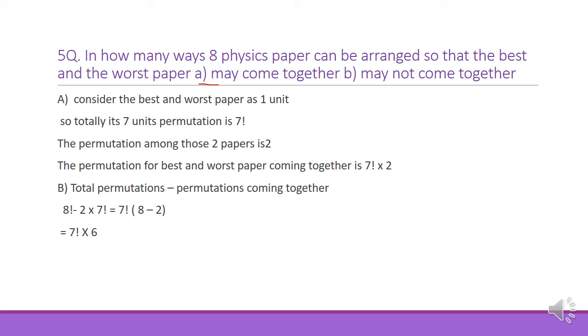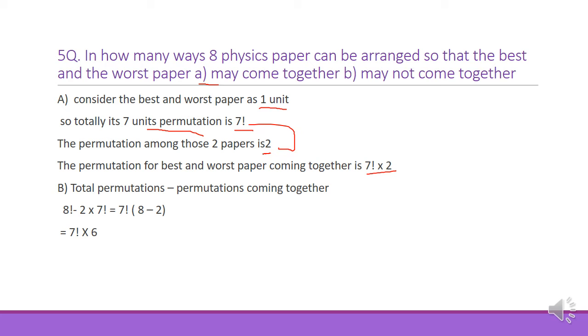Here consider best paper and worst paper as one unit. Remaining we have 6 papers, 6 plus 1, total 7. The permutations for these 7 is 7 factorial. Here we can arrange the best paper and worst paper among themselves in two ways. The permutation among those two papers is two ways. So total, the permutation for two papers coming together is 7 factorial into 2.